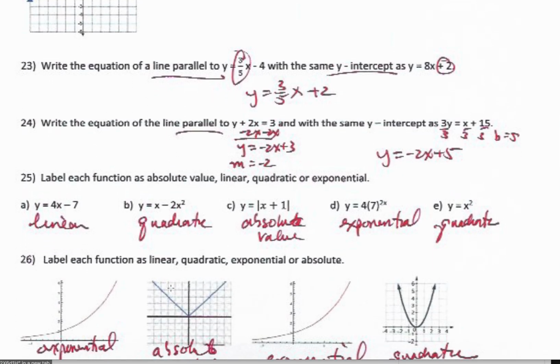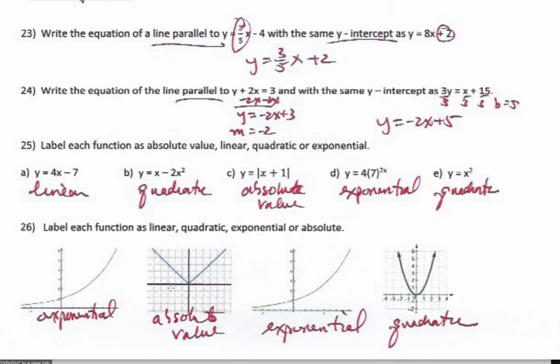Okay, number 23 talks about parallel lines. Parallel lines have equal slopes. Perpendicular lines have negative reciprocal slopes. So, write the equation of a line parallel to y equals 3/5 x minus 4 with the same y-intercept as y equals 8x plus 2. Since it's parallel to the first line, it has a slope of 3/5. And it has the same y-intercept as the second line, which is 2, which gives me y equals 3/5 x plus 2.